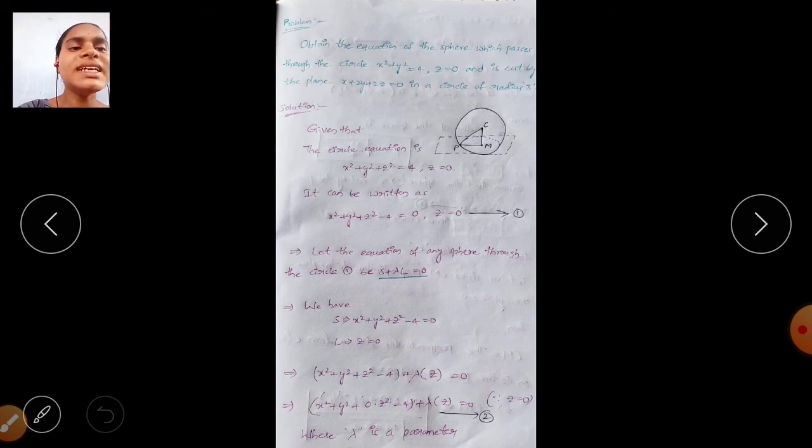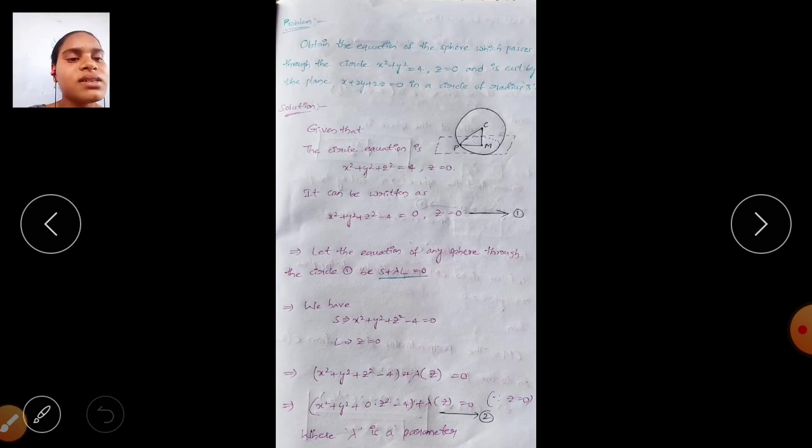So let the equation of the sphere through this circle be S plus lambda z equals 0, where S is the equation x square plus y square minus 4 equals 0 and z equals 0. Consider this as equation 1. From that, x square plus y square plus 0 into z square minus 4 plus lambda into z equals 0.